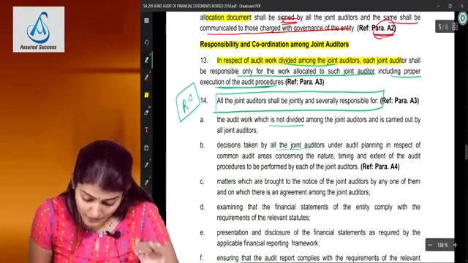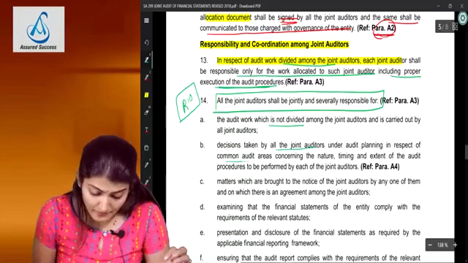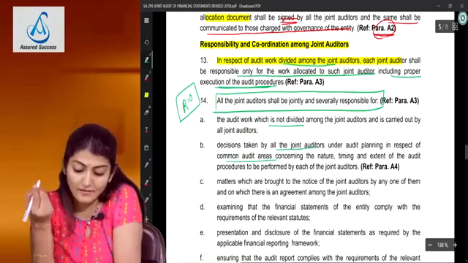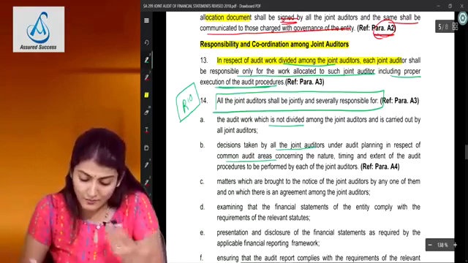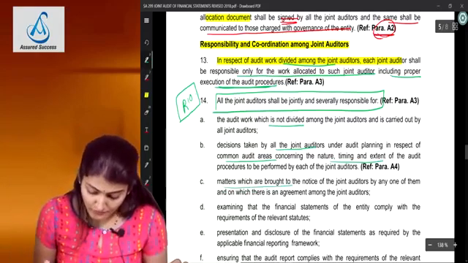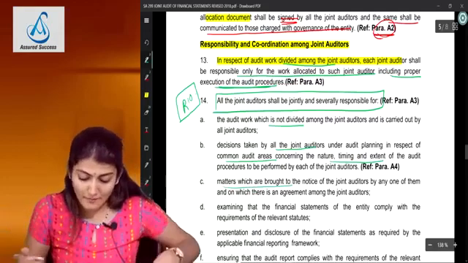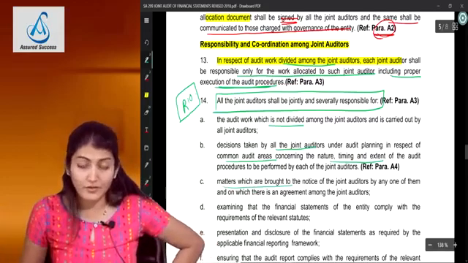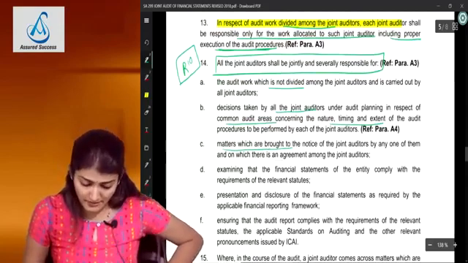Decisions taken by all the joint auditors under audit planning in respect of common audit areas concerning the nature, timing and extent of the audit procedures to be performed. Matters which are brought to the notice of the joint auditors by any one of them and where there is an agreement among the joint auditors. So that is the first 3.